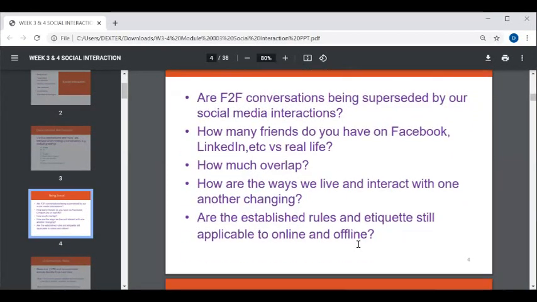Being social: are face-to-face conversations being superseded by social media interaction? How many friends do you have on Facebook, LinkedIn, etc., or in real life? How much overlap? How are the ways we live and interact with one another changing? Are the established rules and etiquette still applicable online and offline? These are some questions that we need to answer.